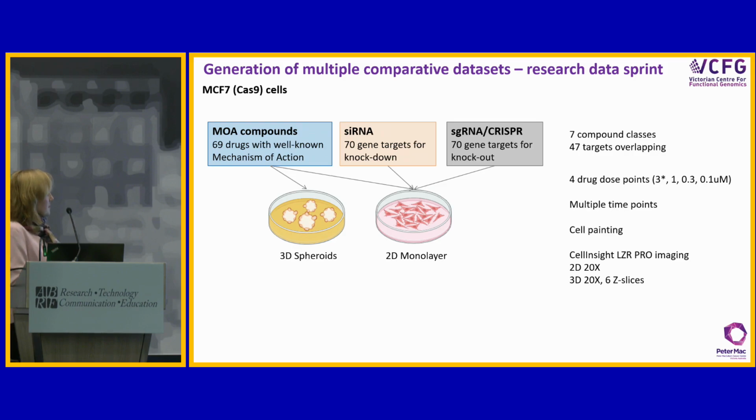But we have set this experiment up where we've used that same mechanism of action compound library. We have then taken 70 targets that are representing that mechanism of action library in RNAi and in single guide CRISPR using the synthetic guides from Horizon. We've done this in spheroids, and we've done this in a 2D monolayer, and we've generated this with cell painting, multiple time points, multiple drugs, multiple imaging levels, the whole shebang. And we've done the whole lot with Mass-Spec.